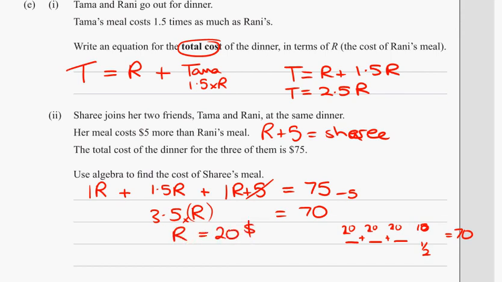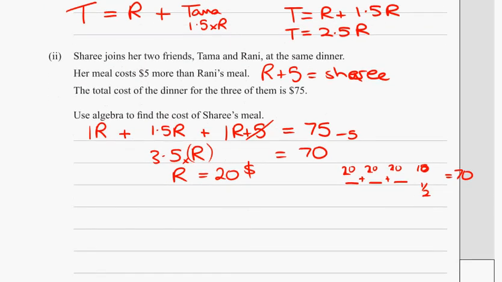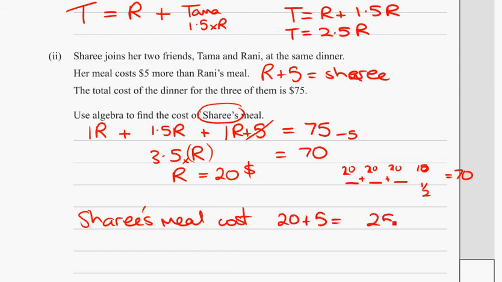Now let's just check what the question wanted. Use algebra to find the cost of Cherie's meal. Hers was $5 more than Rani. So that means Cherie's meal cost $5 more than 20. 20 plus 5 equals $25. Just reread the question, check that we've got everything we need.